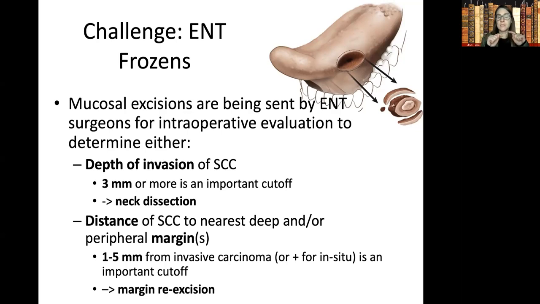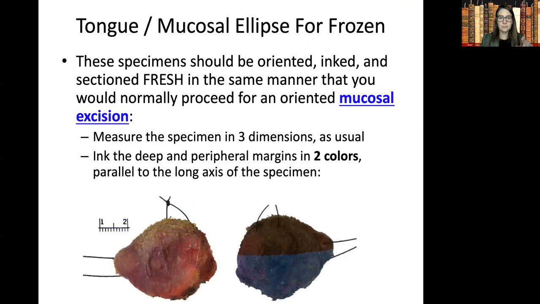They're also looking for distance of squamous cell carcinomas to the nearest deep and peripheral margins, right? Anywhere between 1 and 5 millimeters is considered an important cutoff for invasive carcinoma, and certainly any positivity at the edges for in situ carcinoma. This will result in immediate margin re-excision from the area that we tell them is positive, right? So both impacting immediate patient care.